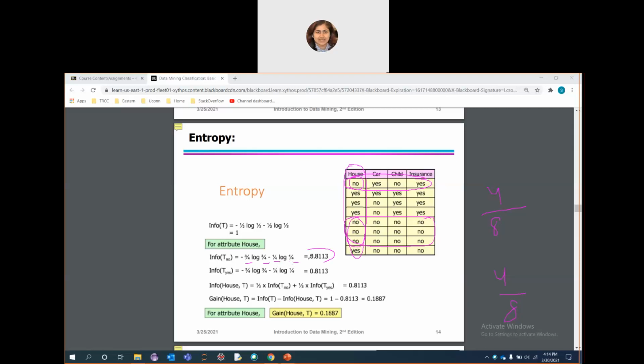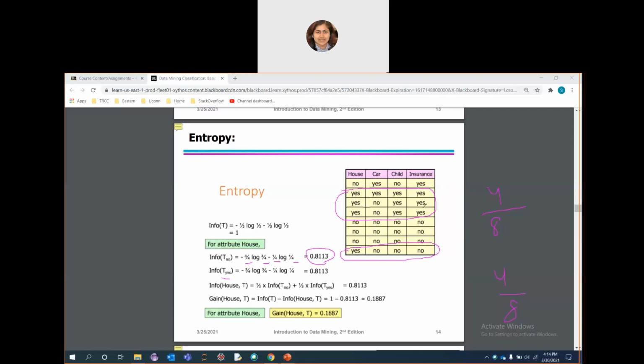When you calculate it, this is the entropy calculated for the info of T no. In the same way, we will now find out the info for our given T of yes. So total how many yes? 3 and 1. It will be basically the same thing.